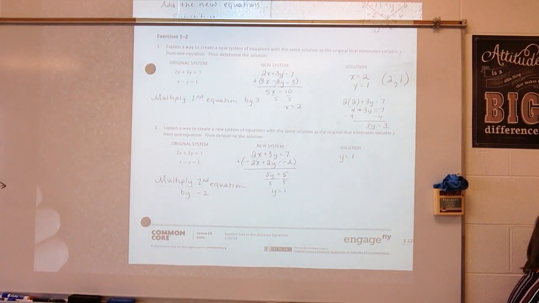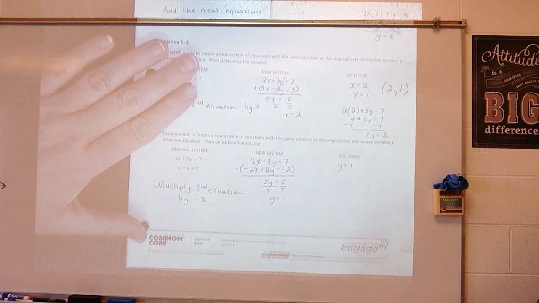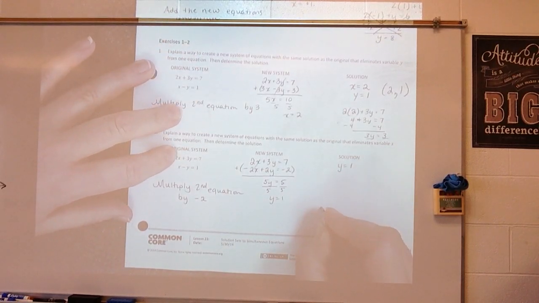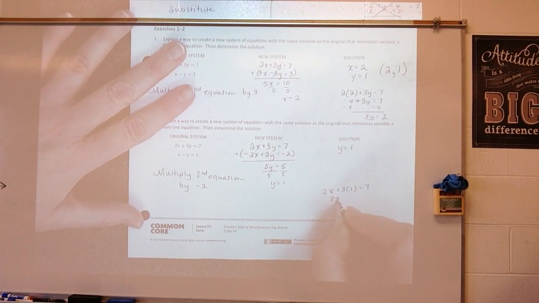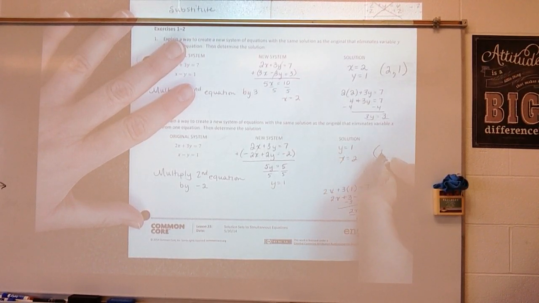All right, so then plug back in. 2x plus 3 times 1 is equal to 7. So 2x plus 3 is equal to 7. Subtract those 3, I get 2x is equal to 4. Divide by 2, x is equal to 2. So my solution would be 2, 1.